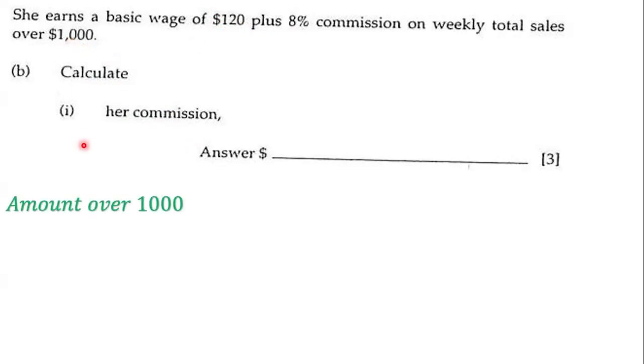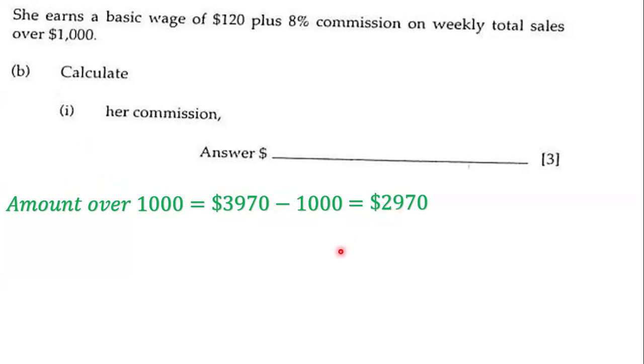And notice that her total sales was 3,970. That was the total weekly sales for that week. But we have to subtract 1,000 from that because we're trying to figure out the amount over 1,000. And so the amount over 1,000 is going to be 2,970. That's how much she made over 1,000.